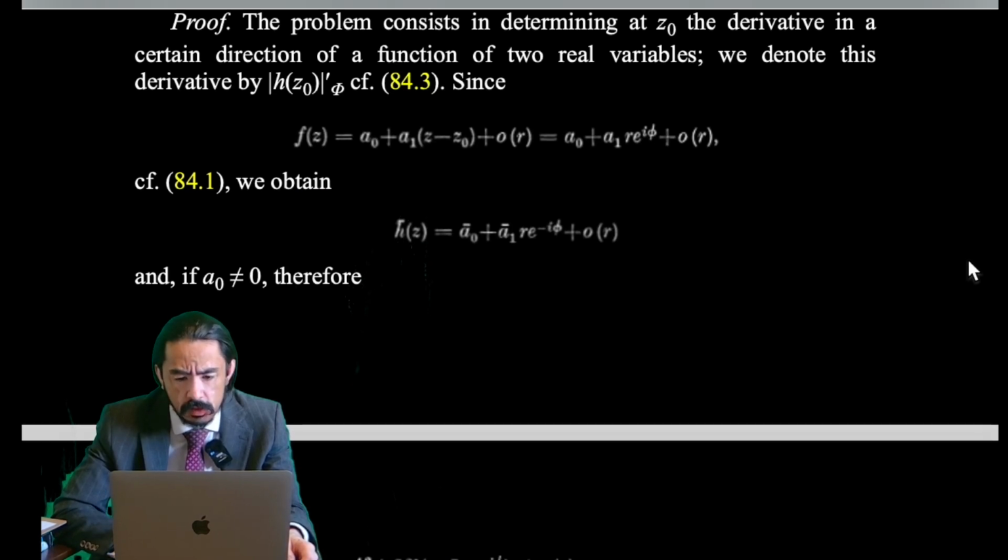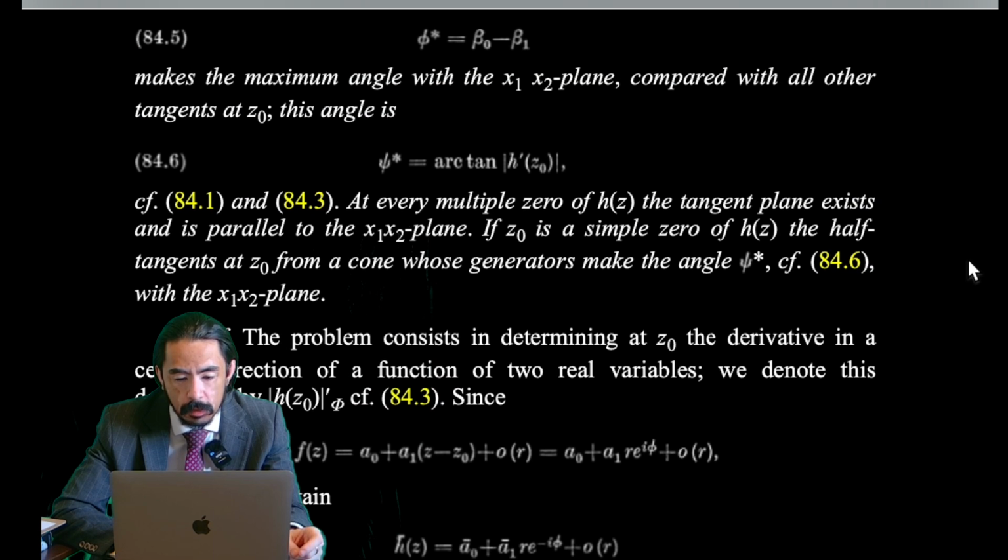The proof is as follows. The problem consists in determining at z0 the derivative in a certain direction of a function of two real variables, almost like a directional derivative. We denote this derivative by the modulus of h evaluated at the given z0, with prime, sub phi.